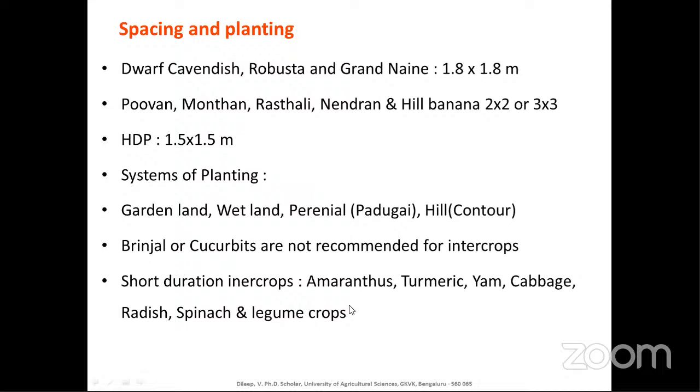And if the space is to be utilized, short duration crops like amaranthus, turmeric, yam, cabbage, radish, spinach, and other root and legume crops are grown. But practically speaking, even turmeric is not that appropriate, because ginger and turmeric are exhaustive crops that exhaust all nutrients, and banana is also a very nutrient-loving crop. So root crops, I feel, are not good. The suitable ones are very short duration crops, that is leafy vegetables like spinach, and legume crops are one of the biggest advantages. They fix atmospheric nitrogen and make the soil fertile. You can go for spinach or legume crops.